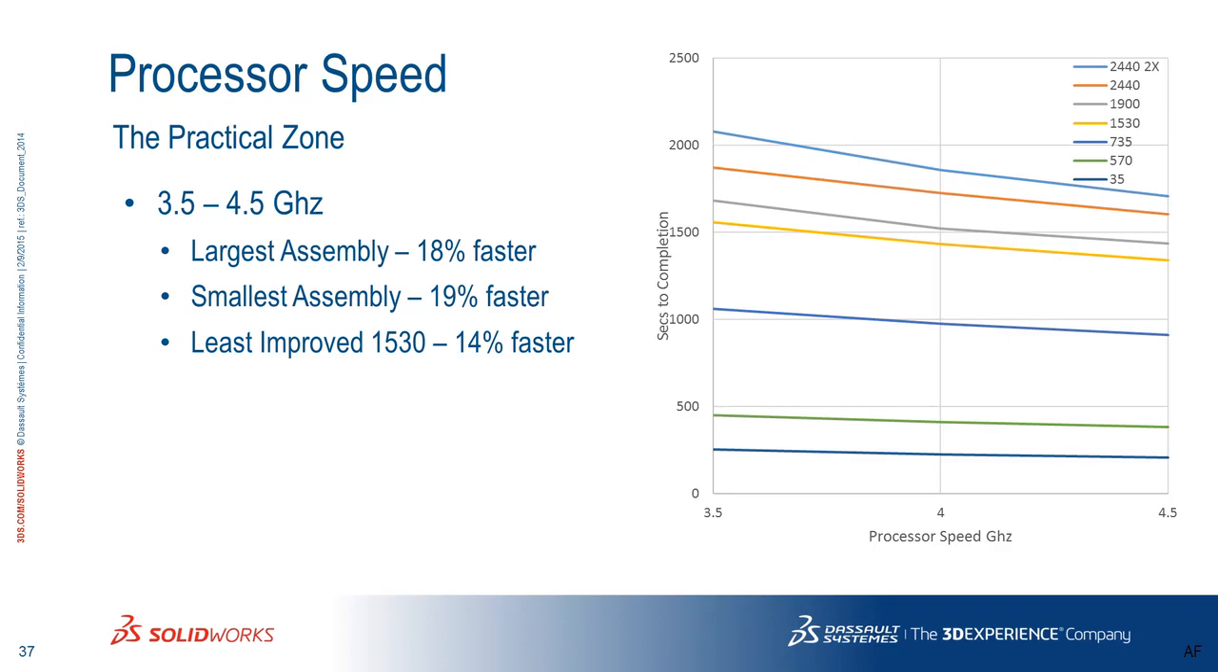So you all knew the answer, but we told you anyway. It's always better to have more processor speed, always. You can't get too much.